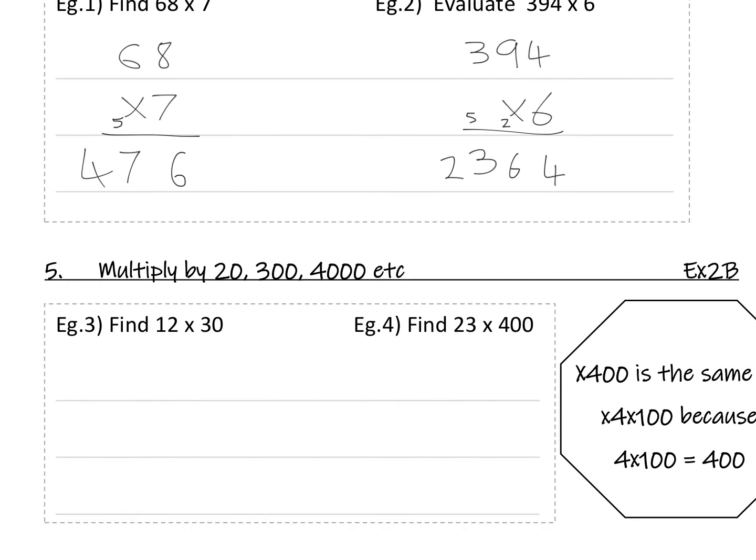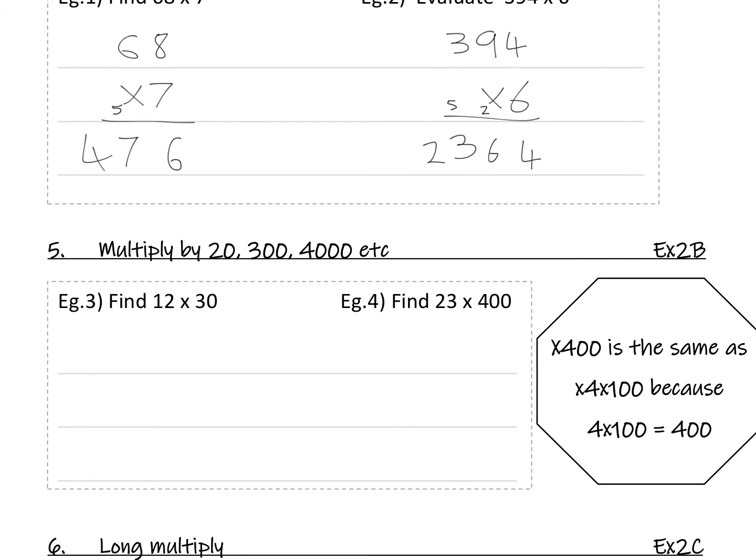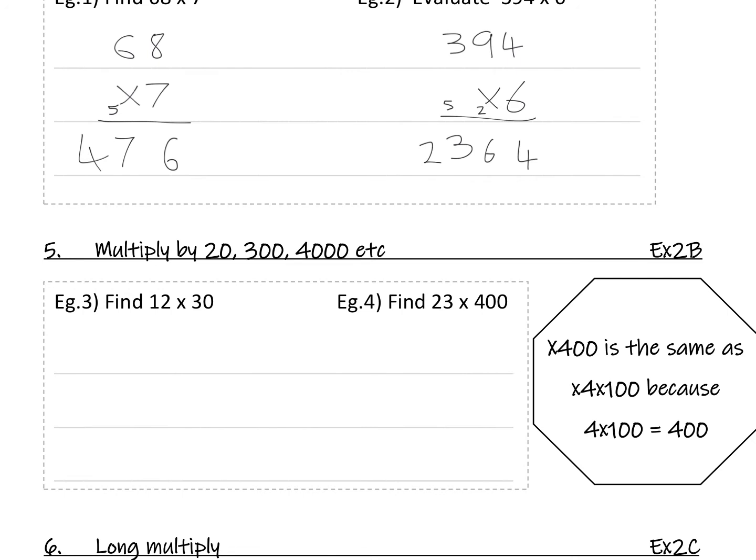So to multiply by numbers like that, take for example 400. Multiplying by 400 is the same as multiplying by 4 and then multiplying by 100, because 4 times 100 equals 400. So we can use that approach in these examples. Maybe pause the video now and try example 3 and example 4.